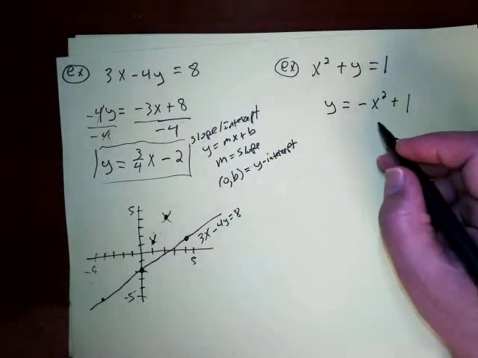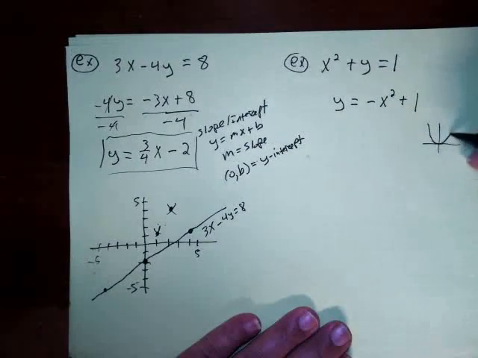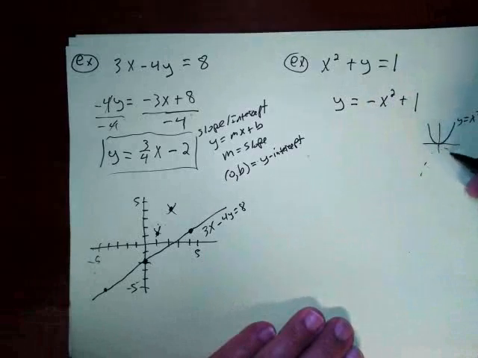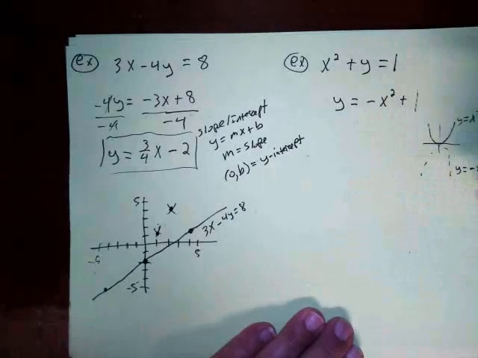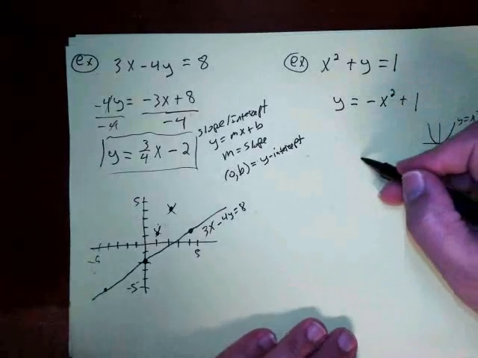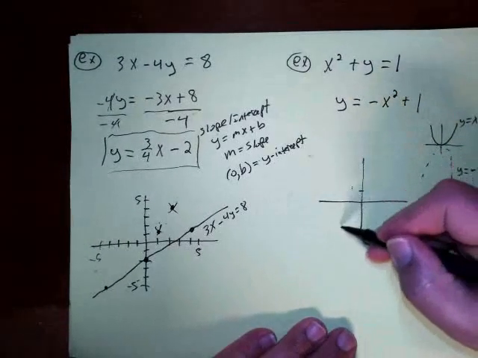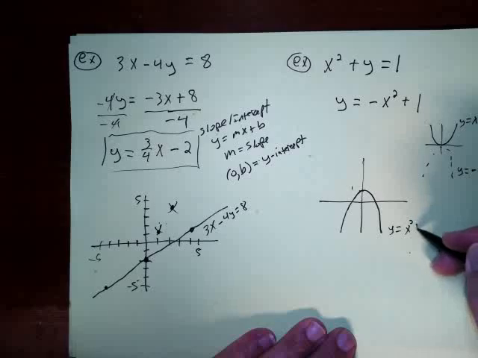If you've taken college algebra, you know that y equals x squared is a parabola, right? And the negative sign in front of it just flips the parabola upside down. So this would be y equals negative x squared, an upside down parabola. And then this shifts it up 1. So my actual example would be something like this: y equals negative x squared plus 1.